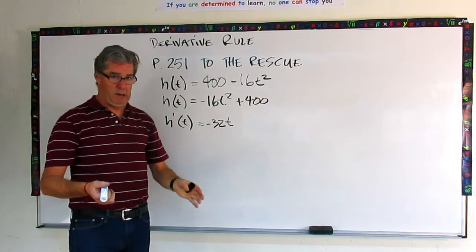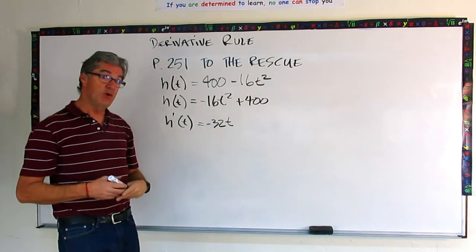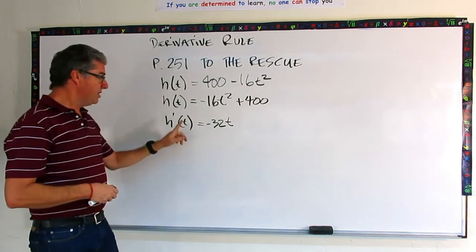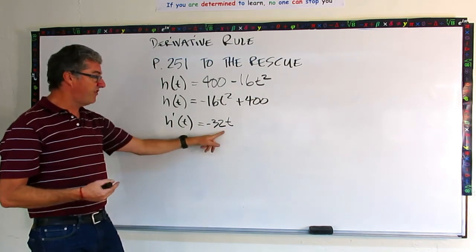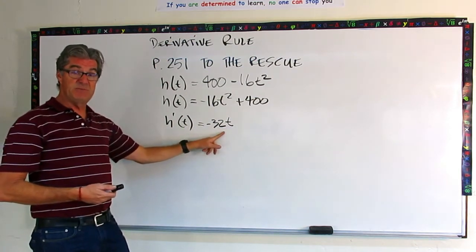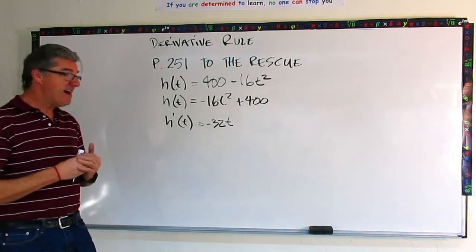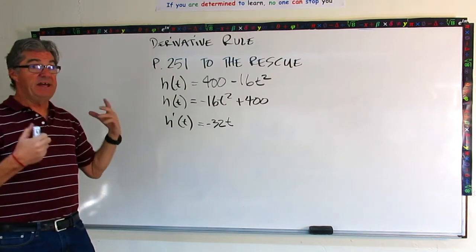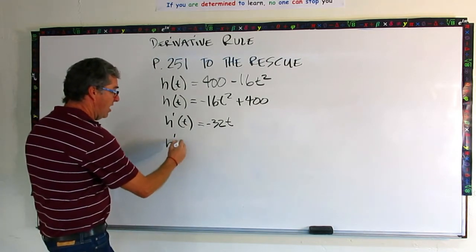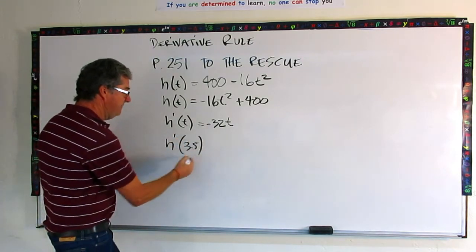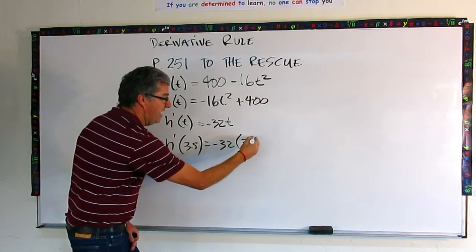Now you're probably thinking, how do I use that? How do I find an instantaneous speed? It's super simple. You just plug in a value for t, whatever time you want, and this function will give you the instantaneous speed at that time. So for example, let's say we want to know how fast is the supply bundle falling at 3.5 seconds? Okay? So we would do h prime of 3.5 equals minus 32 times 3.5.